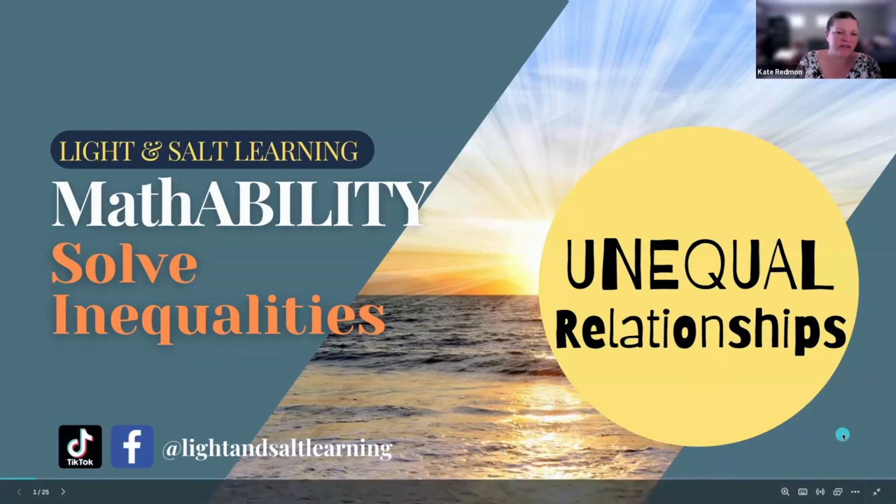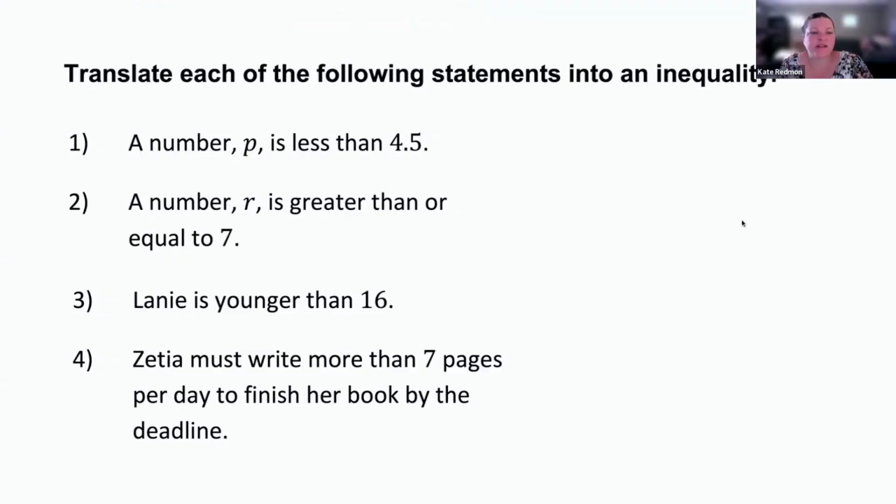Let's get started. Directions say translate each of the following statements into an inequality. Number 1 says a number P is less than 4.5. So I'm trying to say this number P has some relationship to 4.5. And what is the relationship between them? It's the less than. And there's the less than symbol.